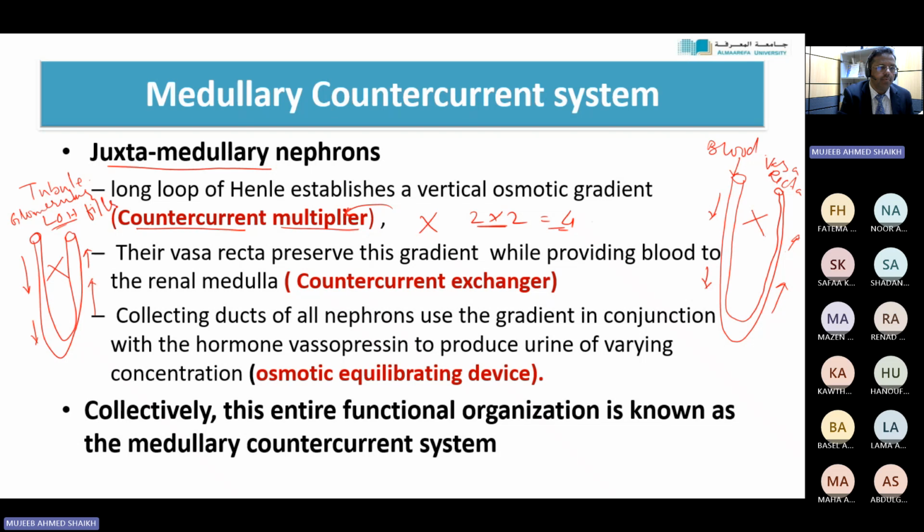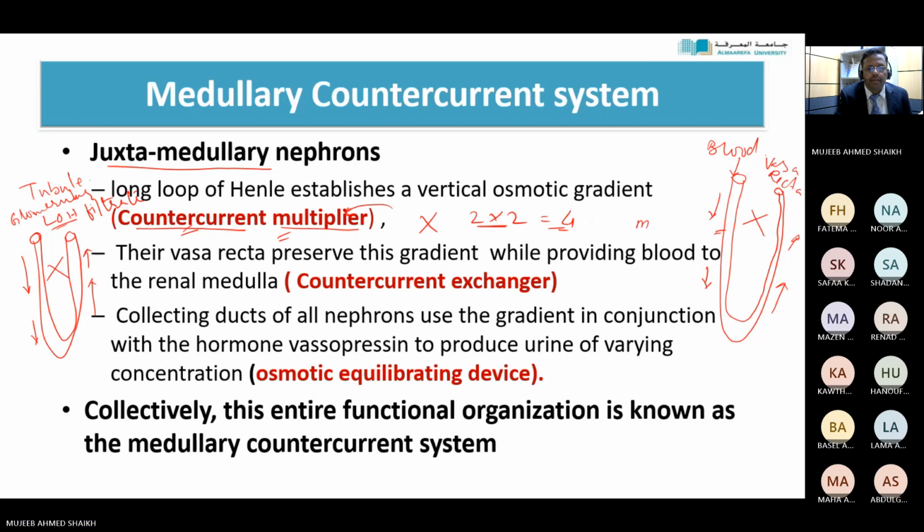Filtrate is moving in the opposite direction. Okay, so these are the two differences you have to remember. One is the fluid which is moving in the opposite direction, and it is called the countercurrent multiplier. Another one is the blood, which is moving in the opposite direction, slowly moving from above till down and then from down going up. This is also the opposite direction, countercurrent.